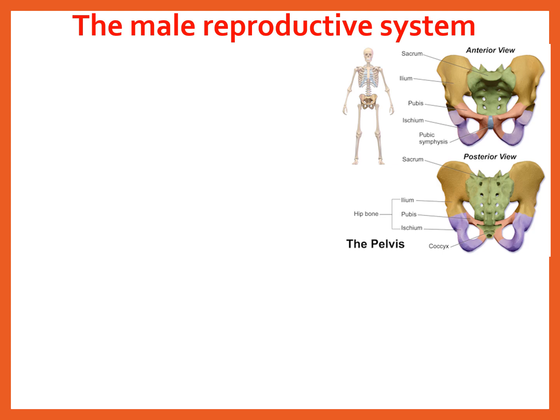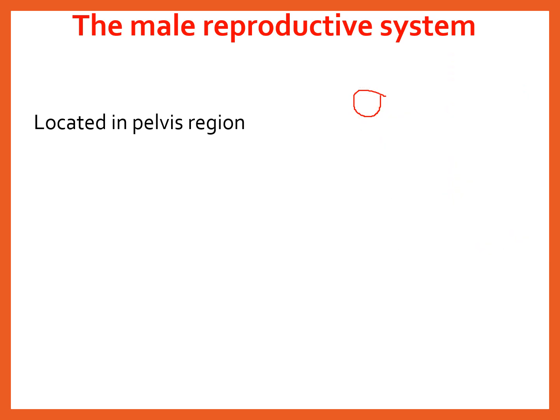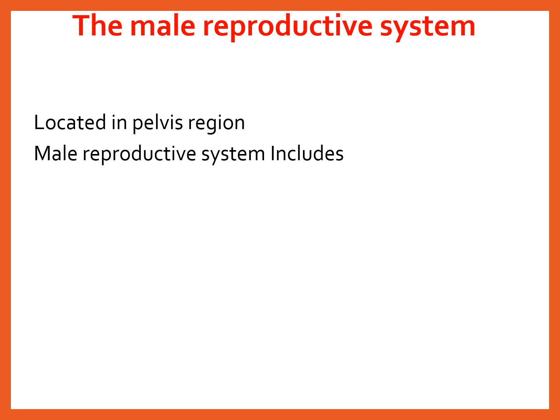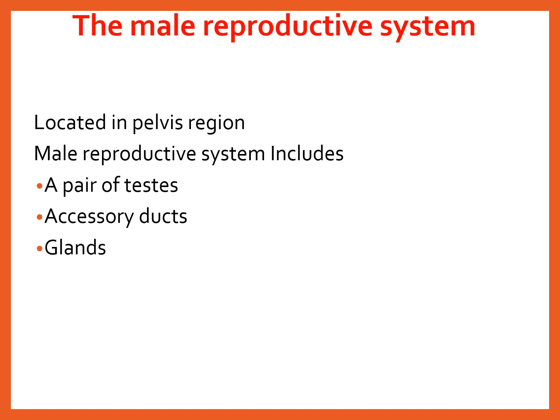So the male reproductive system is present in the pelvic region. So this is the pelvic region. The male reproductive system includes a pair of testes, accessory ducts, that is the ducts which carry the sperms, glands which secrete certain secretions which help in the reproduction, and external genitalia.